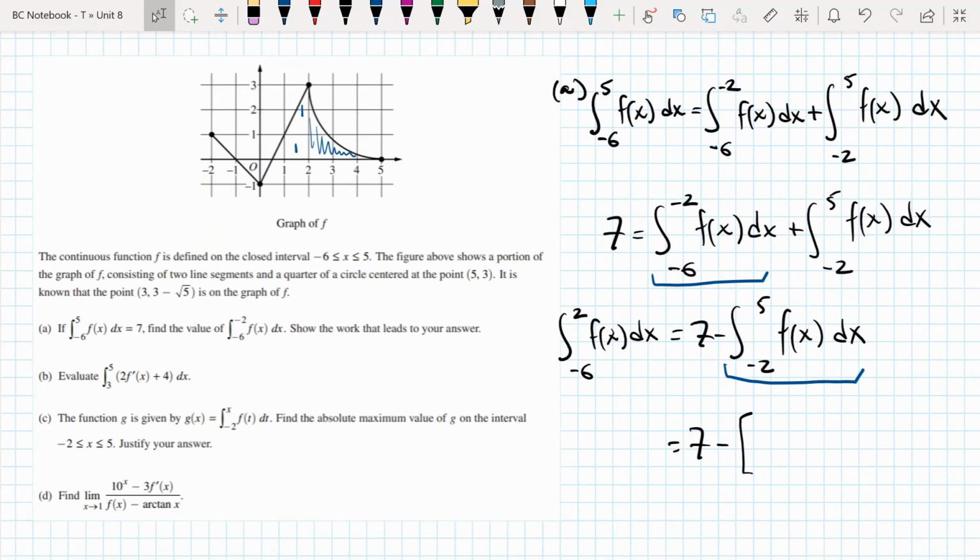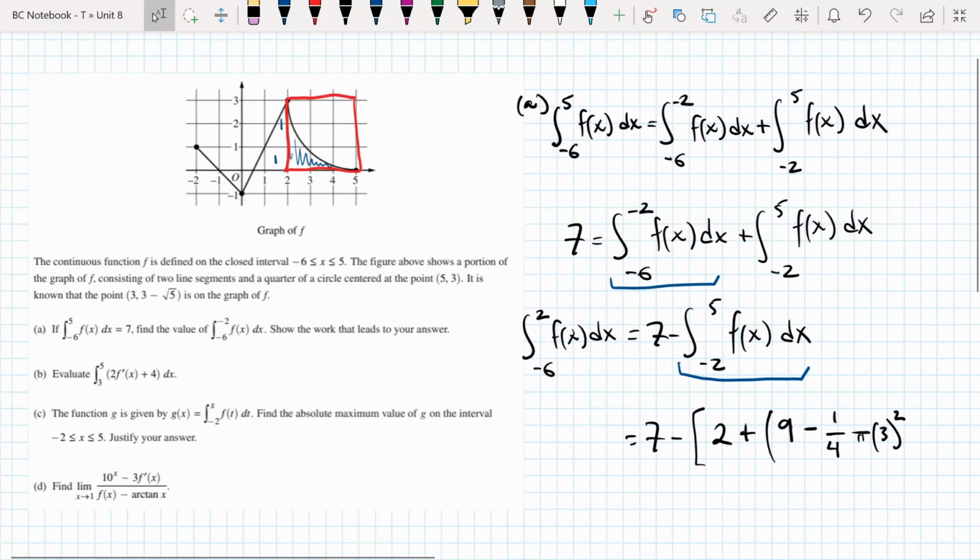We get 2 plus the area of this whole square here, which is 9, minus a fourth of the circle with a radius of 3. Okay, so there's a lot going on, but we can simplify this.